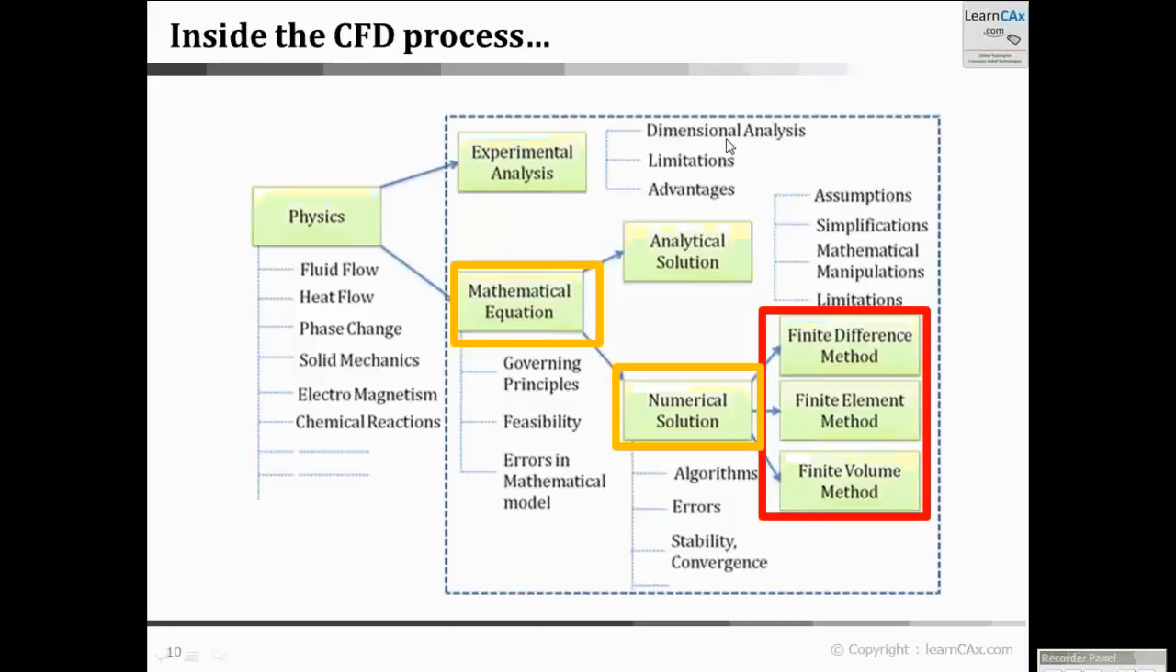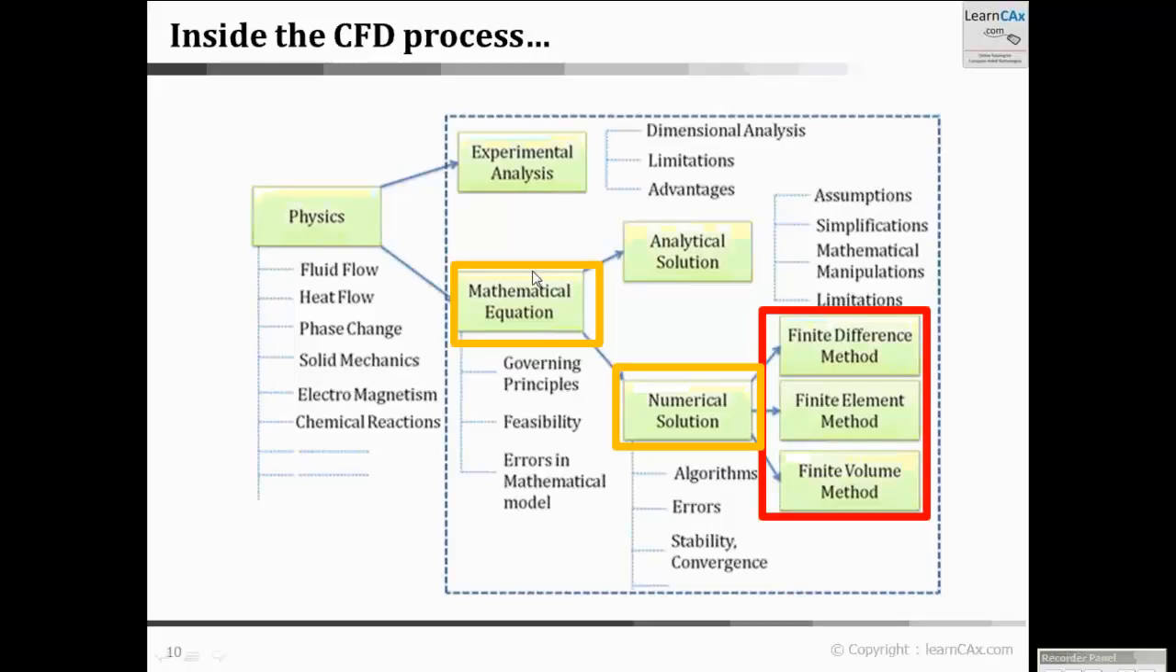Experimental analysis is a whole different field, so we will not go into detail on that. But within the mathematical equations, we can solve these mathematical governing equations by using analytical theory or by using numerical solutions. Numerical solutions are an approximate method by which we convert these mathematical equations into algorithms and then apply the algorithms to solve the entire physics involved.